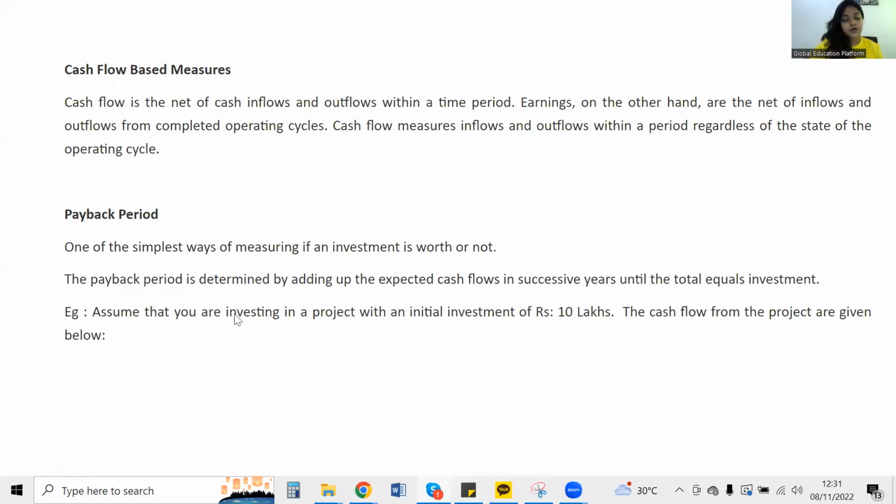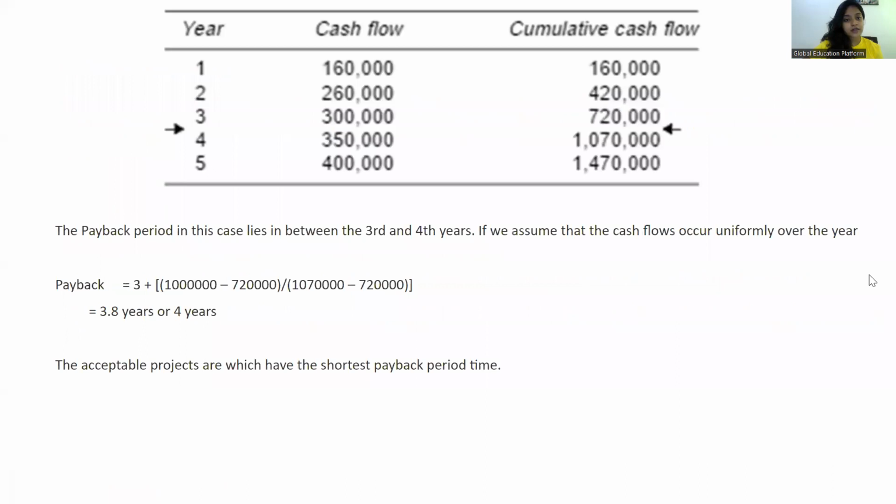Example, assume that you are investing in a project with an initial investment of 10 lakhs, or maybe in terms of pounds too. The cash flows from the project are given below. So let's look at that example. So this is how it is. Once you come up to this level, then that's okay. You have covered your period, right? So once you've invested, it takes up to 3.8 or 4 years for you to get the return out of your investment. This is what the calculation explains, right?